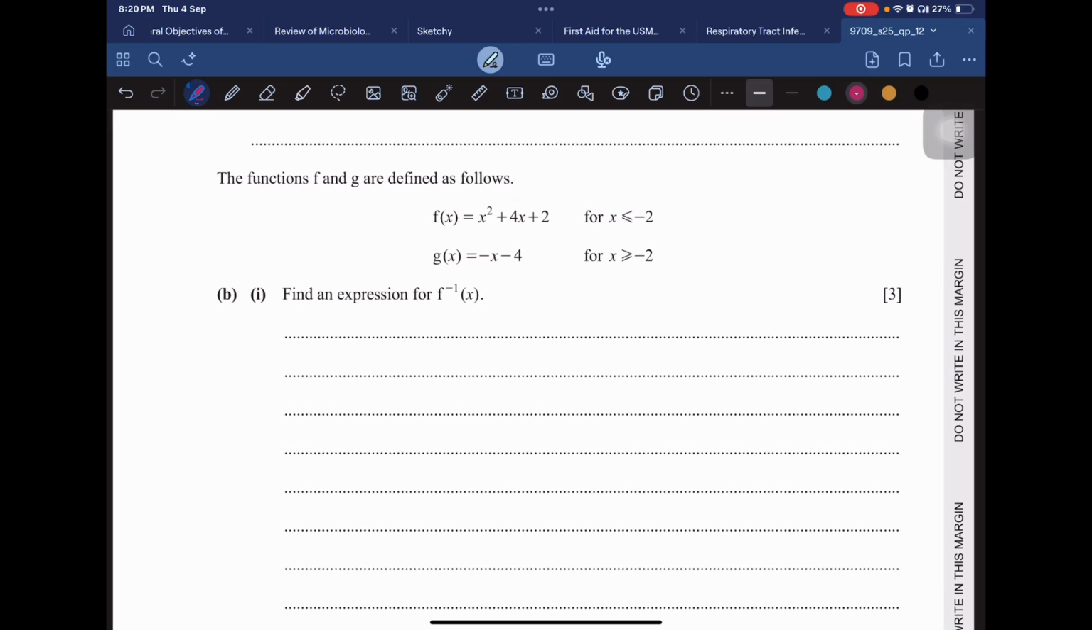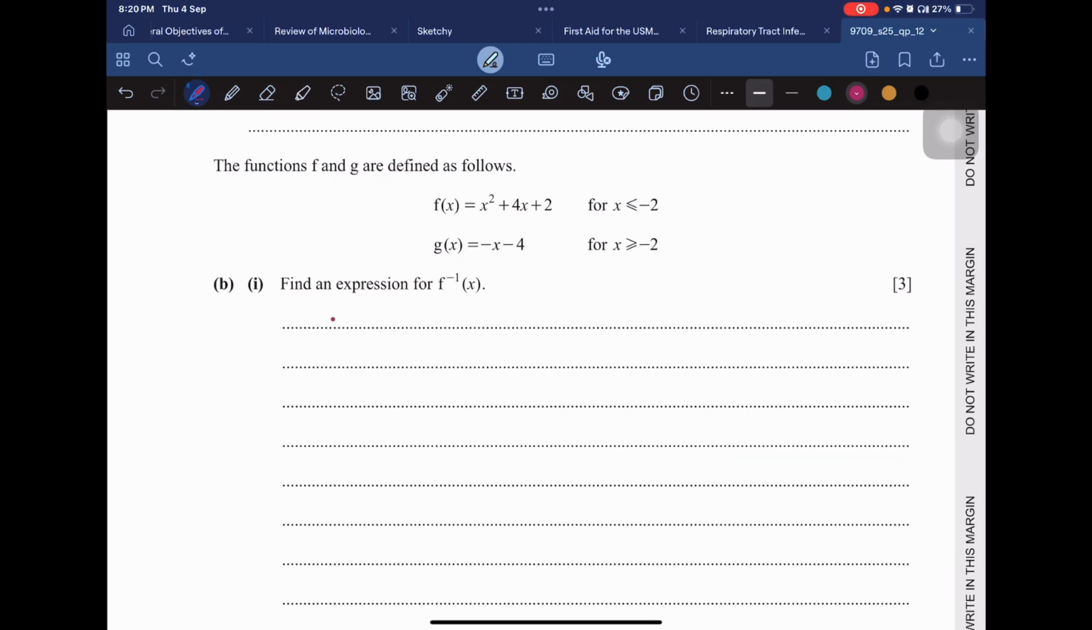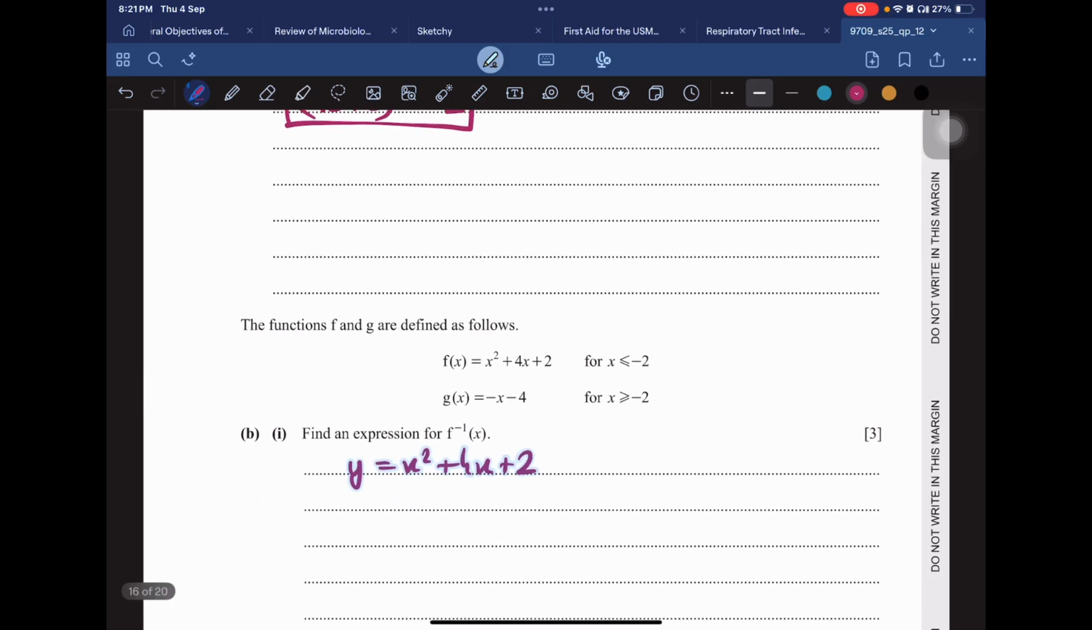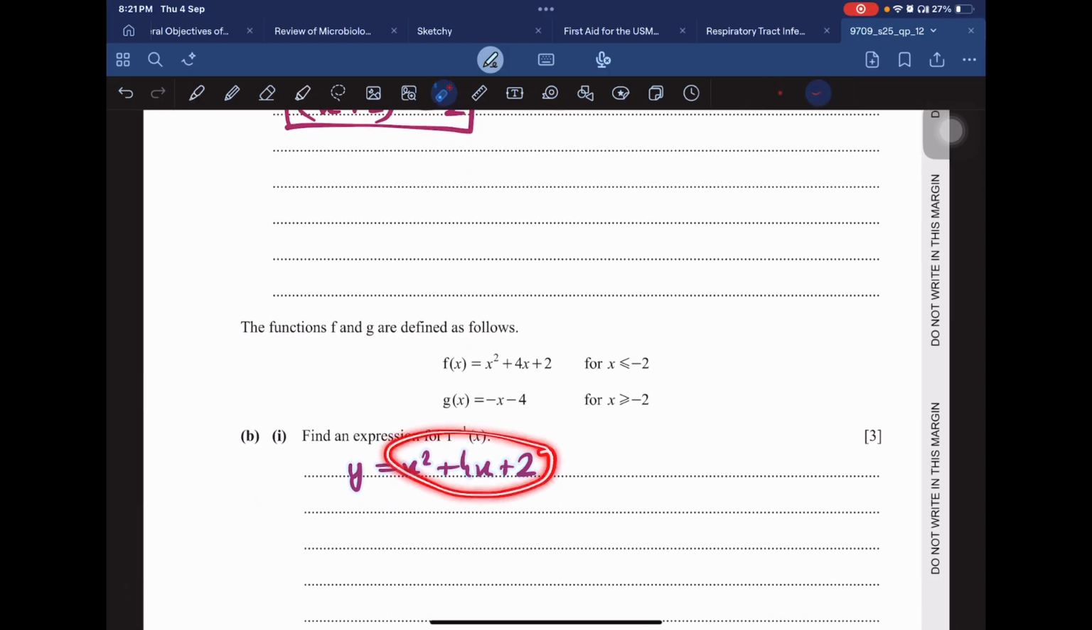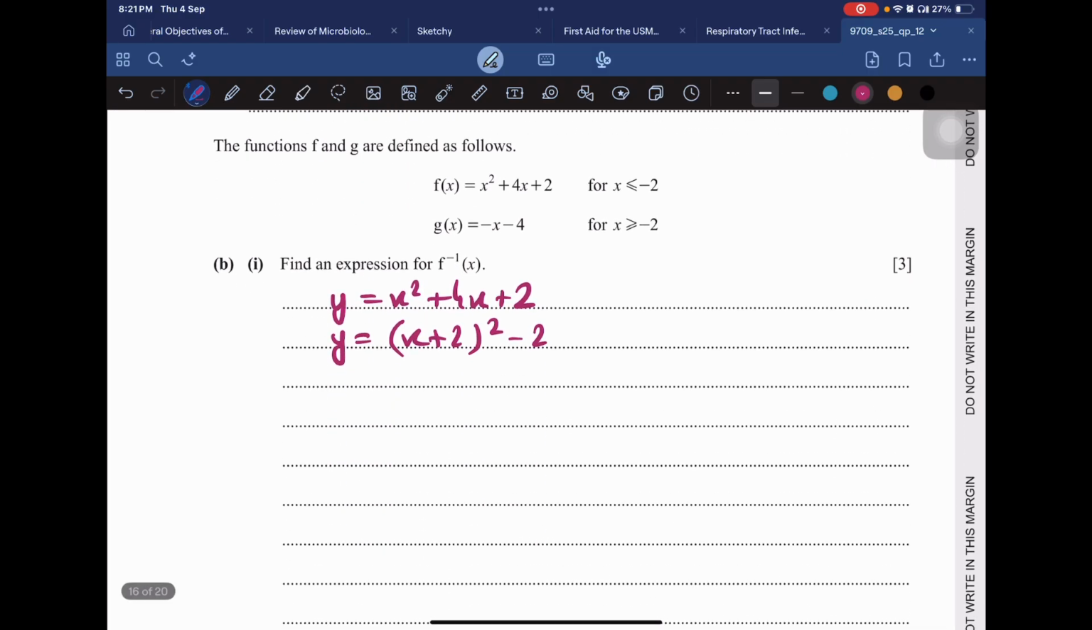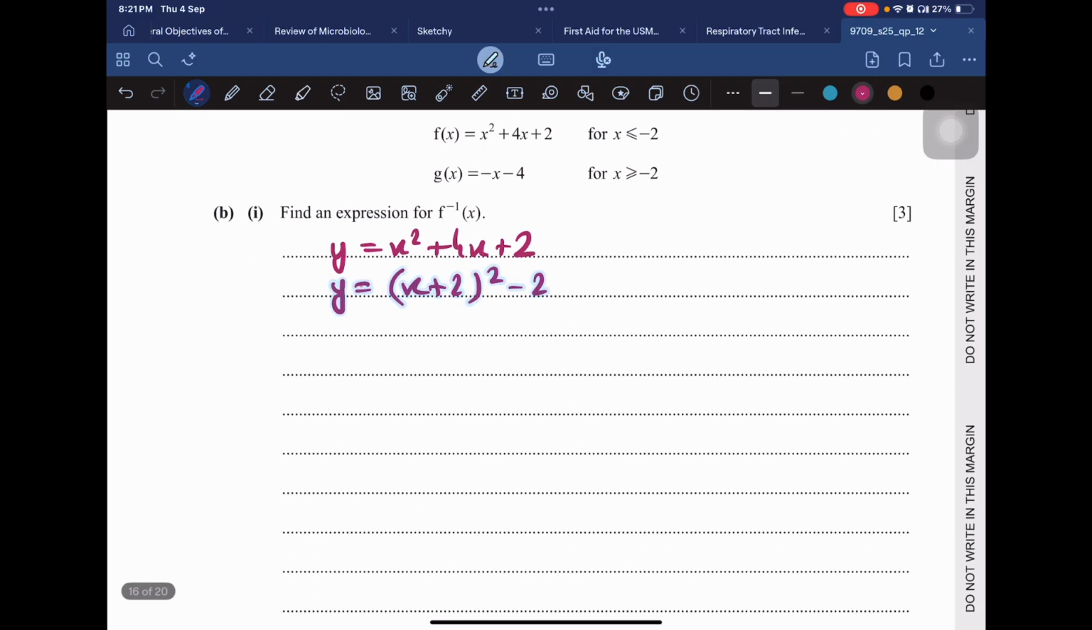So when we're looking for inverse of a function, what I first do is I replace fx with y, and then I make x the subject. Alright, so what they helped us in this question is that in the first part they gave us a different form for this expression. So we can write this expression as x plus 2 whole square minus 2. Alright, now we can make x the subject easily. Shifting 2 to the left, so y plus 2 equals to x plus 2 whole square.